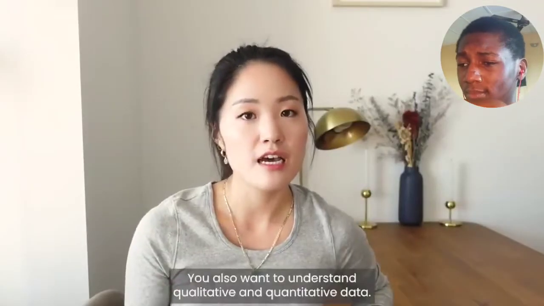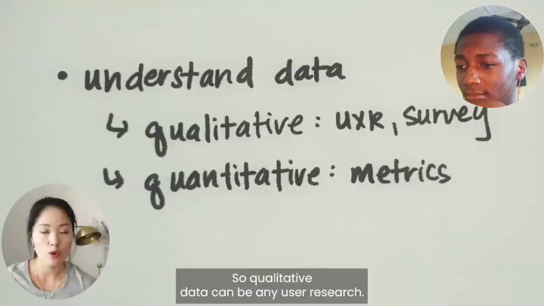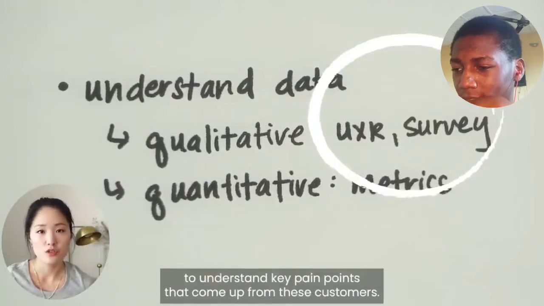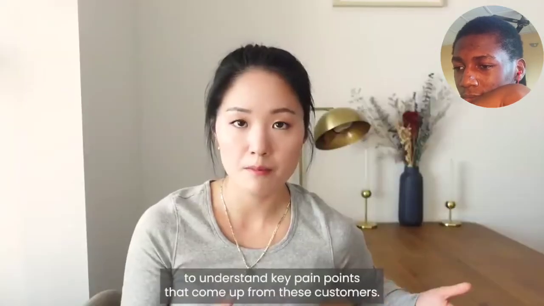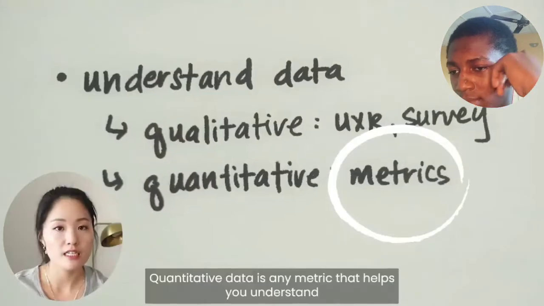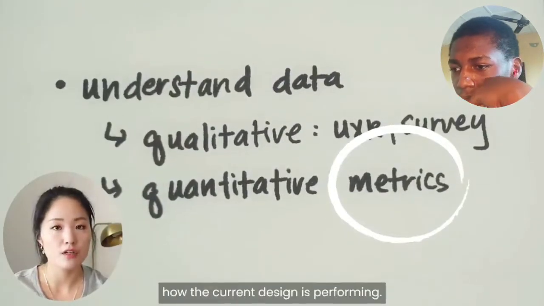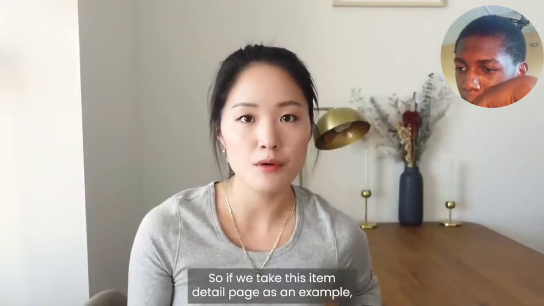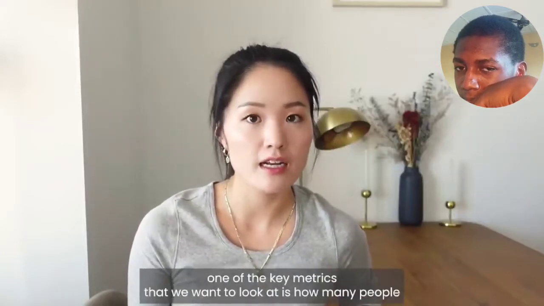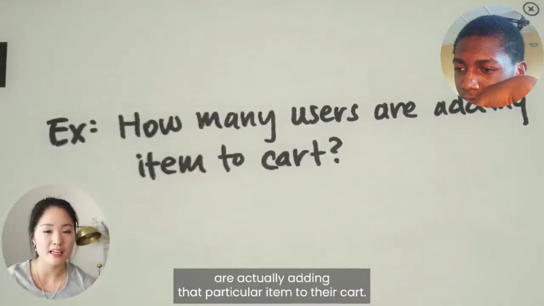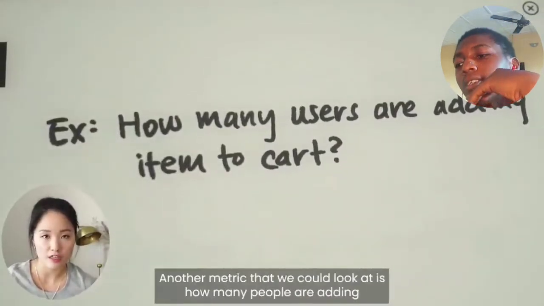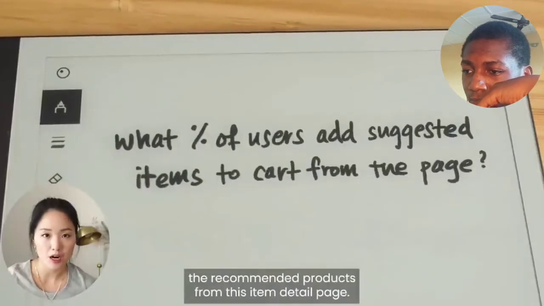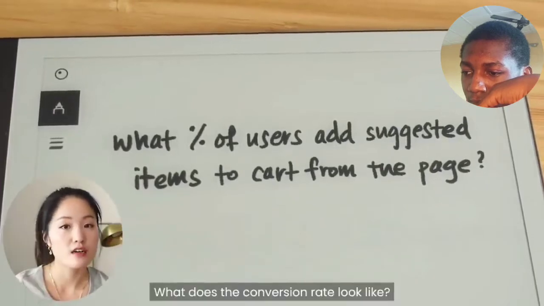You also want to understand qualitative and quantitative data. So qualitative data can be any user research, or maybe you want to do a survey to understand key pain points that come up from these customers. Quantitative data is any metric that helps you understand how the current design is performing. So if we take this item detail page as an example, one of the key metrics that we want to look at is how many people are actually adding that particular item to their cart. Another metric that we could look at is how many people are adding the recommended products from this item detail page. What does the conversion rate look like?